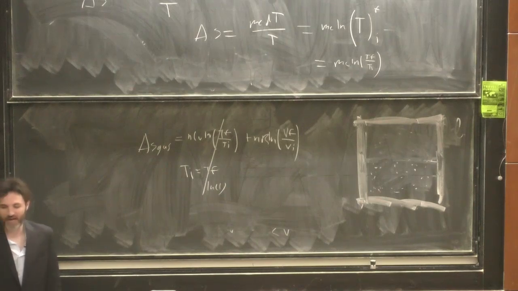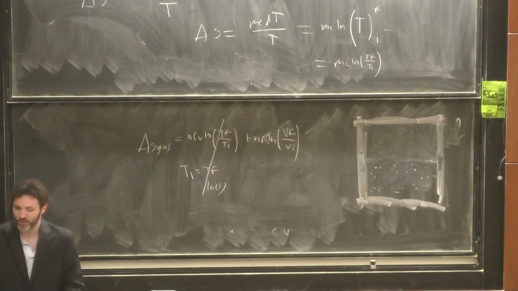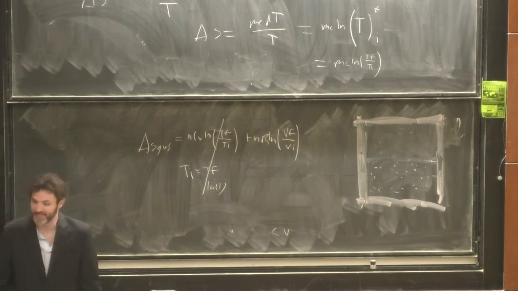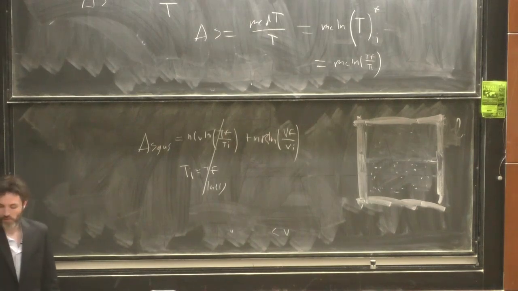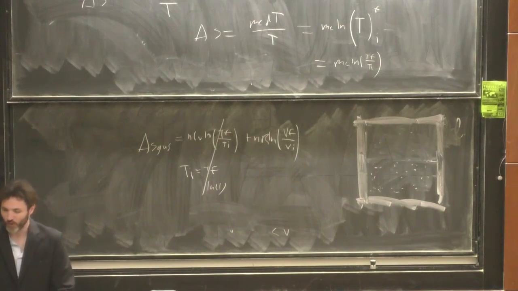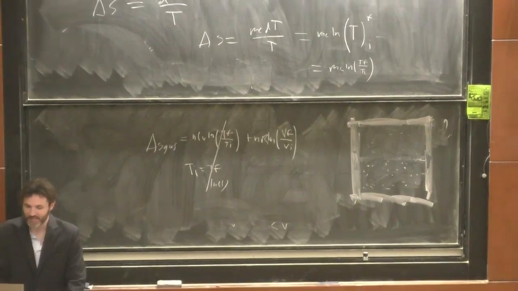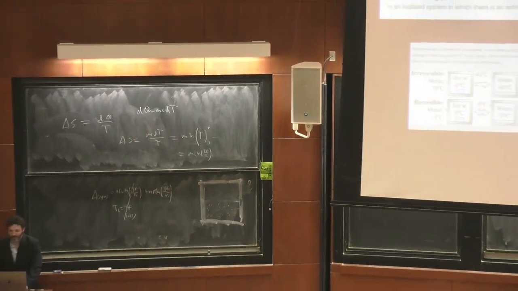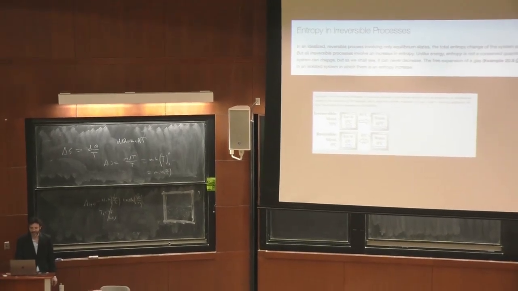Okay, so to calculate the entropy change of a system in an irreversible process such as free expansion, you must consider a reversible process that takes the system from the same initial state to the same final state, where it's a nice, smooth transition. And then in an idealized reversible process involving only equilibrium states, the total entropy change of the system and its surroundings is 0. But all irreversible processes involve an increase in entropy. Unlike energy, entropy is not a conserved quantity, so the entropy of an isolated system can change.